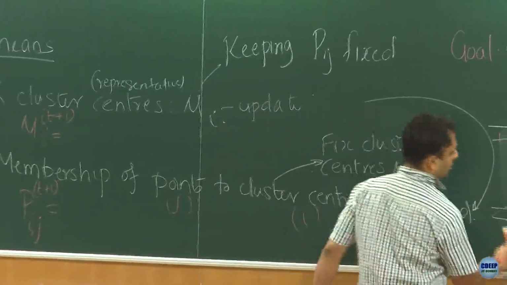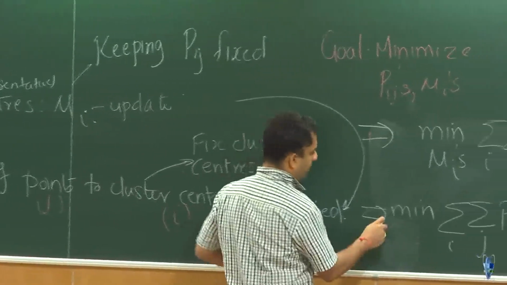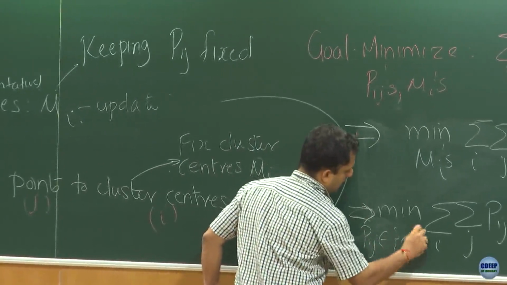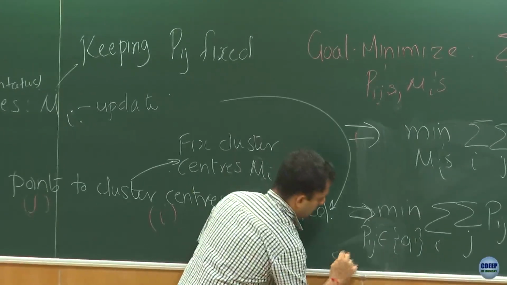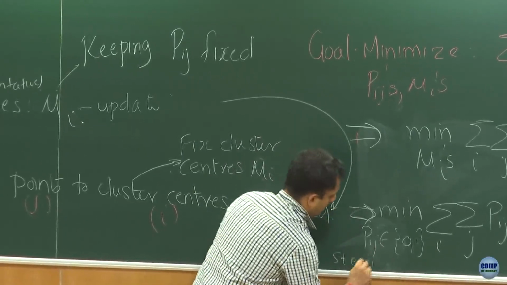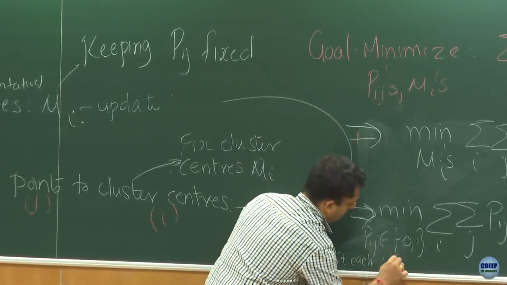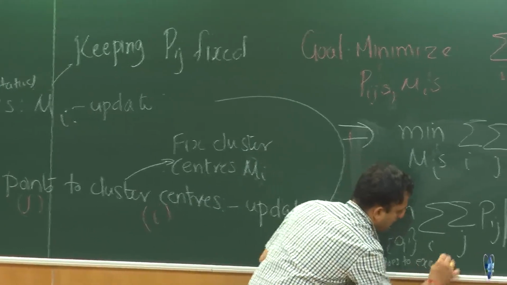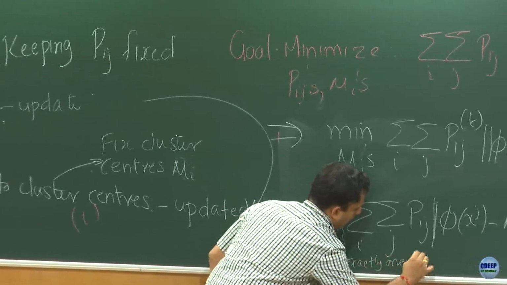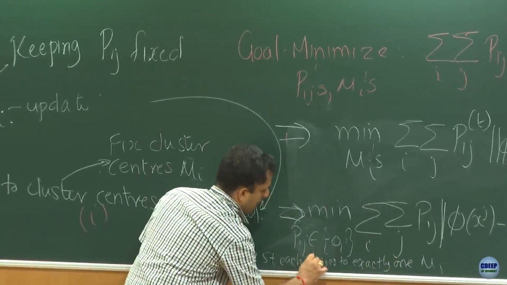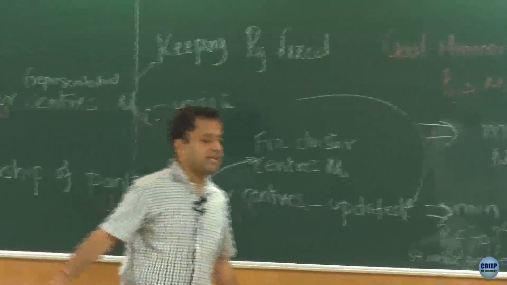Okay, so to incorporate that constraint, we can say Pij in 0, 1 such that each j goes to exactly one mu i. Each point xj goes to exactly one mu i.